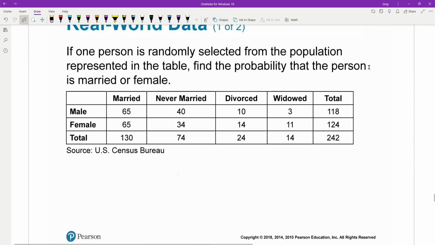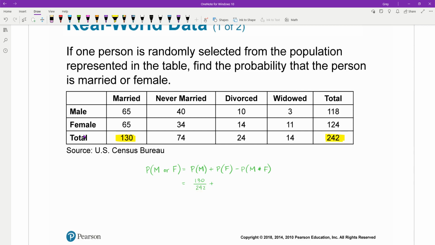All right. If one person is randomly selected from the population represented in the table, find the probability the person is married or female. So if I want the probability of married or female, I'm going to find the probability of married plus the probability of female minus the probability of married and female. So how many are married? Well, I just told you that. It tells you right here. There's 130 out of the total of this many people.